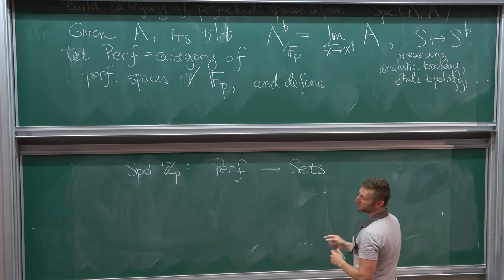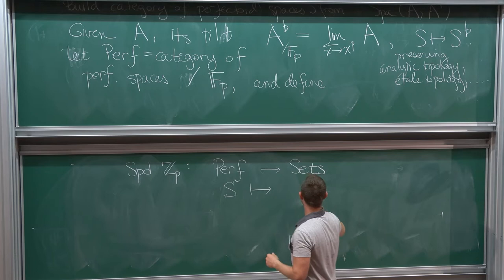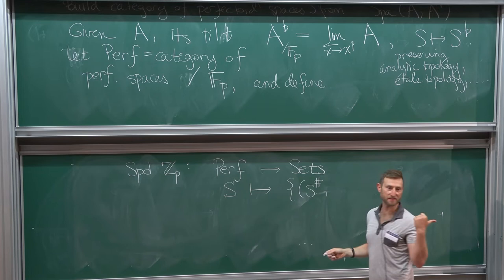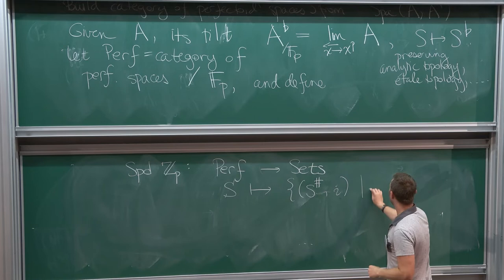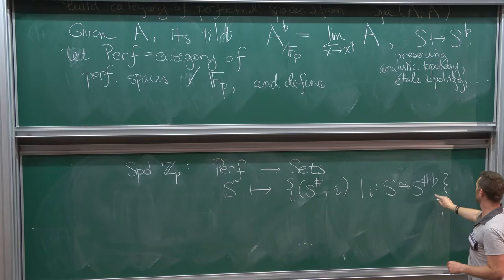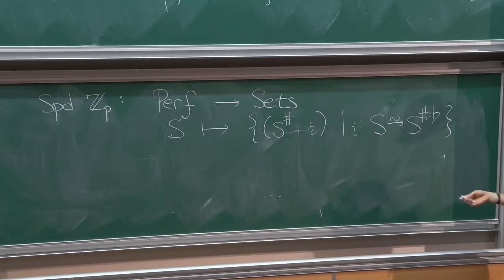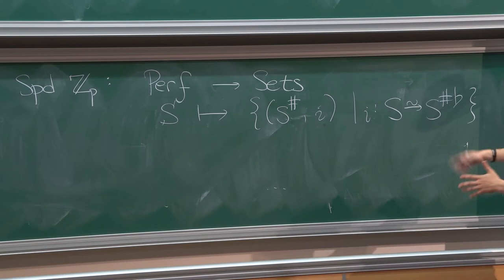Given a perfectoid space S in characteristic p, I can ask for all of the possible untilts. If tilting is flat, then untilting should be sharp. So I want a pair consisting of a perfectoid space S sharp and an isomorphism i from S to the tilt of S sharp. Such a thing would be an untilt. The untilt could live in characteristic 0 or characteristic p or both. It's just an untilt. Tilting is an idempotent operation.